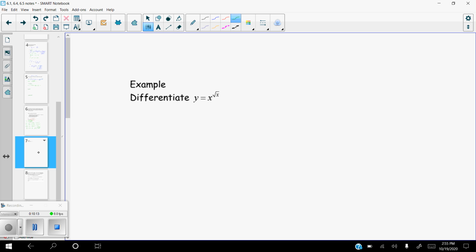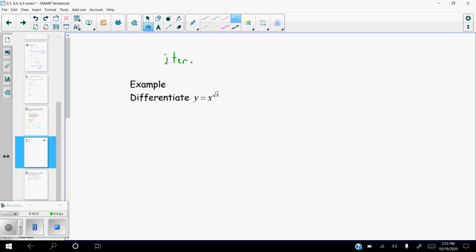You have a function that maybe looks like this one: y equals x to the square root of x. Okay, that is not a power function because the exponent itself is a variable. It's also not an exponential because the base is a variable. This is what is actually called an iterated.